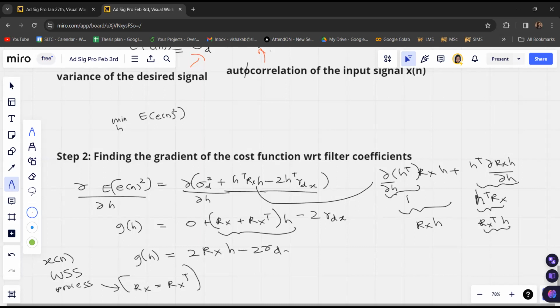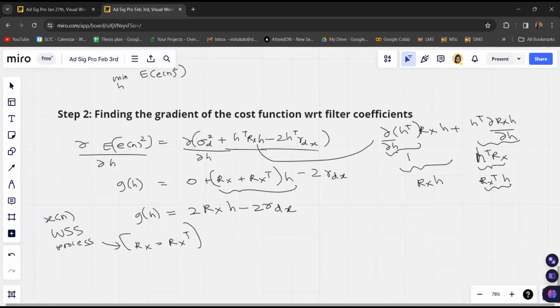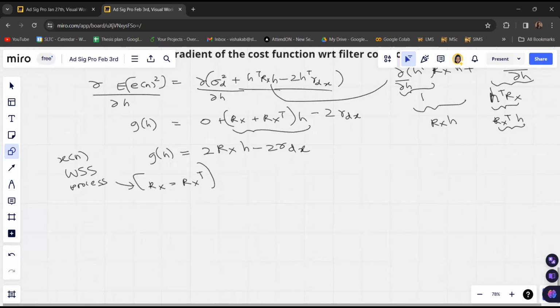So with that, this expression will have 2 as a factor in all the terms. So we can also remove that once we want to find the optimal value of the filter coefficient. Going further, we can write that this is equal to 2 into Rx h minus Rdx. This is what we will get.